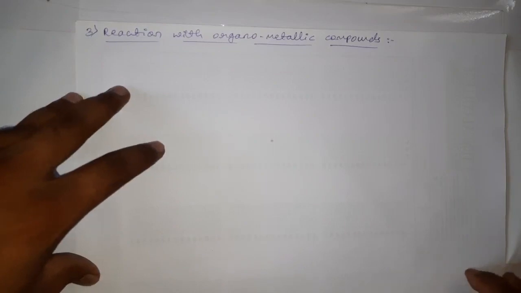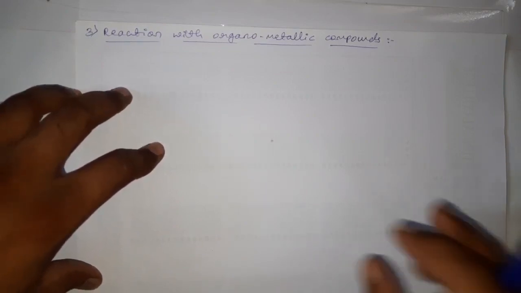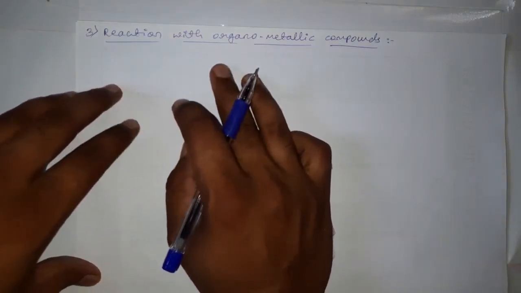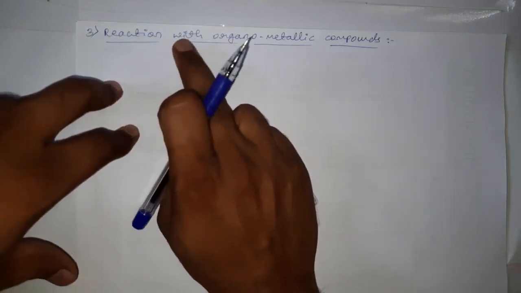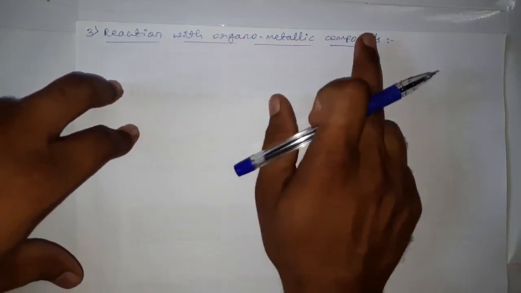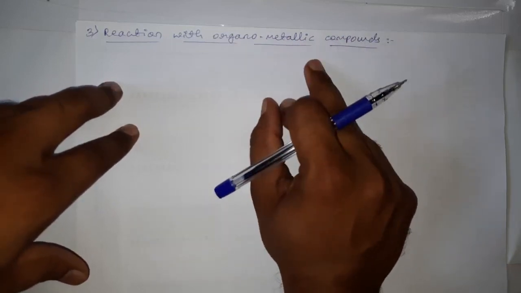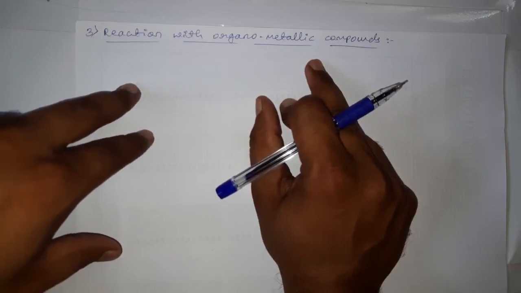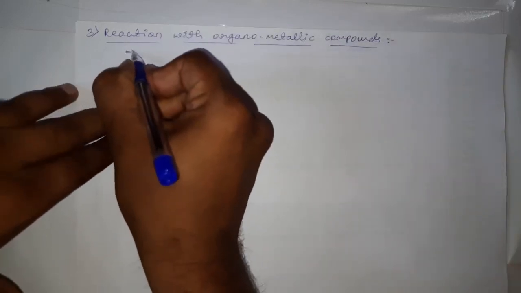In the last class we were discussing the reactions of carboxylic acids, and this is the continued part of those reactions. The next reaction of carboxylic acids is the reaction with organometallic compounds. Here we are discussing the reaction of carboxylic acids with organolithium compounds and Grignard reagents. Okay, then the first one is what?